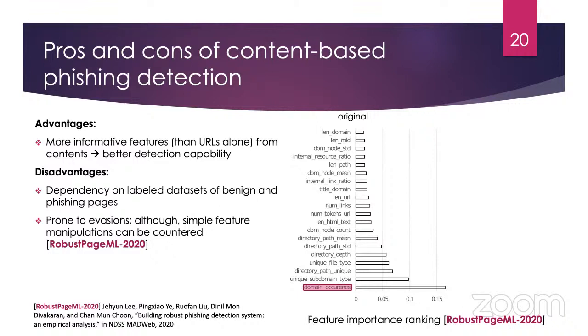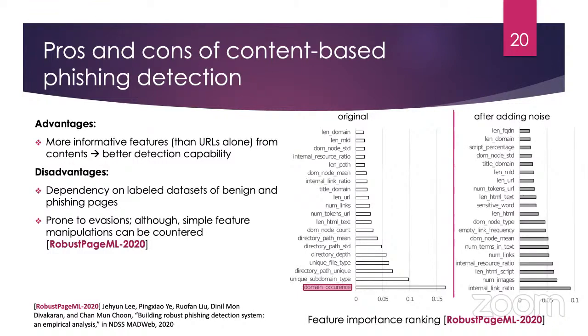Now, an attacker can manipulate this, right? The number of domain occurrences in the page can be changed by an attacker so that he or she can bypass the classifier. So one simple way to overcome this is to add noise when you train. When you train, you can just add noise to the features, and then the feature importance changes, right? So you can see the domain occurrence is no more the most important feature. In fact, the internal link ratio, which was around the 14th most important feature, has now become the most important feature after you add the noise.